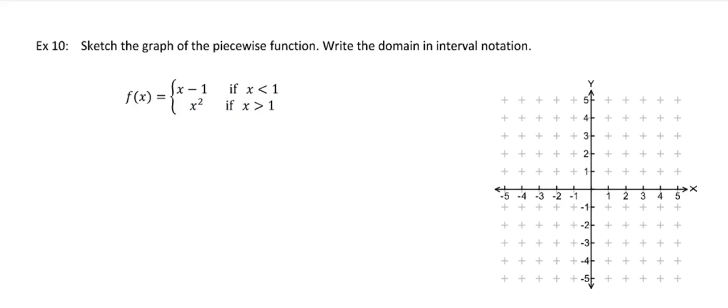So if I'm doing these by hand, what I like to do is just look at the two separate graphs as a single piece. So I'm going to start off first with understanding what it means to graph just y equals x minus 1. So you might recognize that as a linear function, and the slope is positive 1 over 1, and the y-intercept is negative 1.